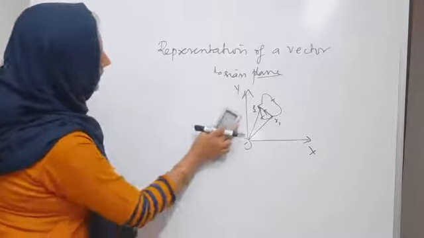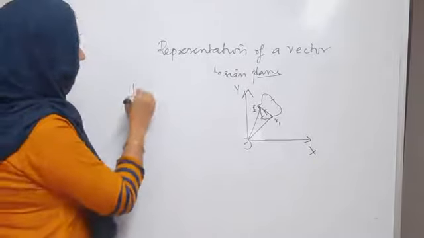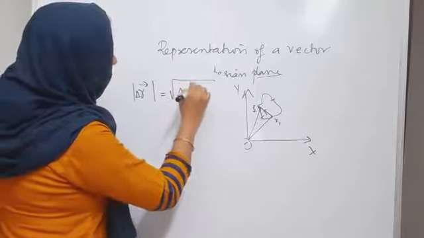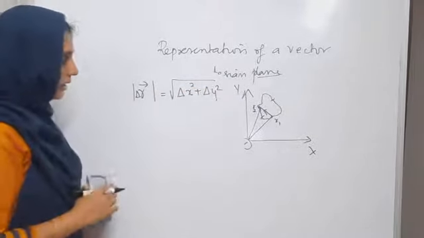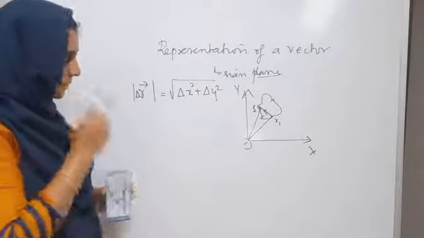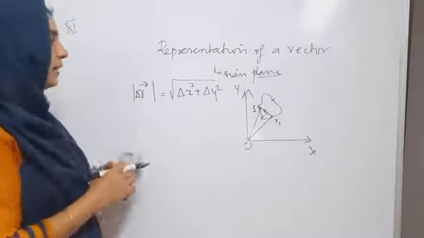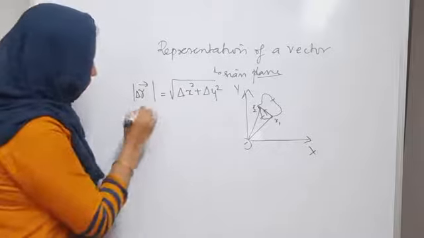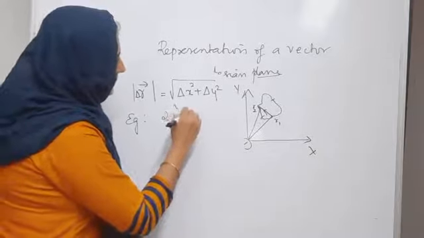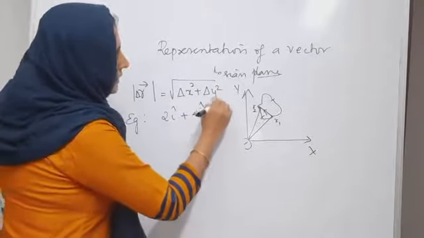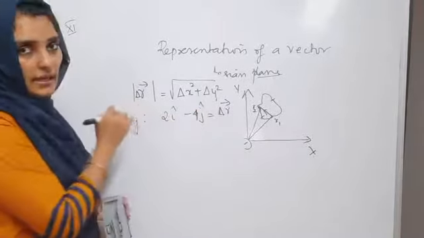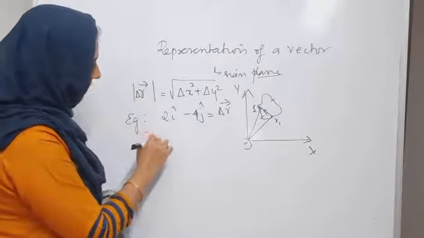The magnitude of delta r is given by the root of delta x square plus delta y square. So in the problem we have done, delta r was written as minus 3 i cap plus 2 j cap. We can take another example. If we have 2i cap plus 4j cap as delta r, or say, we can consider a new case, 2i cap minus 4j cap equal to delta r. If you want to find the magnitude, what is the magnitude of delta r?